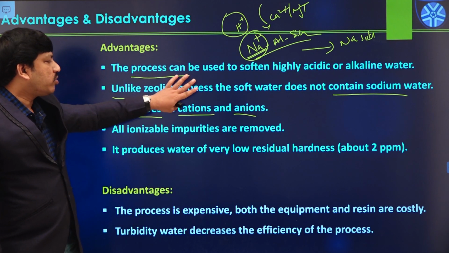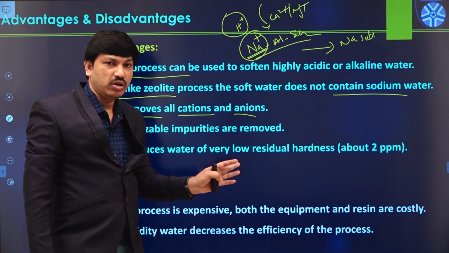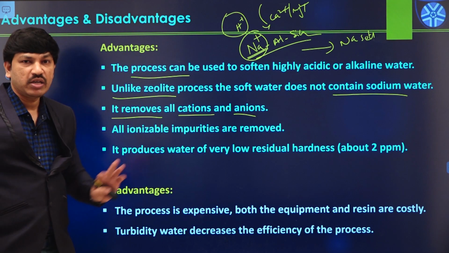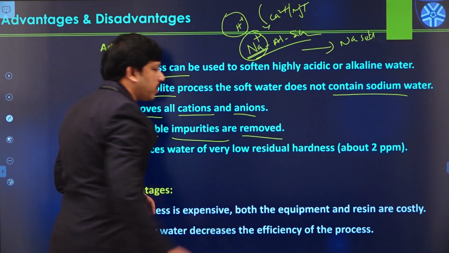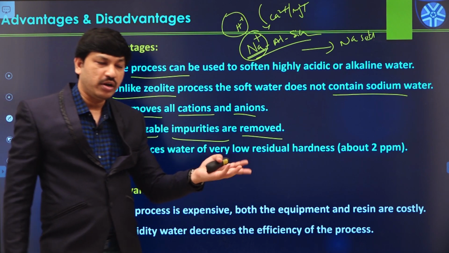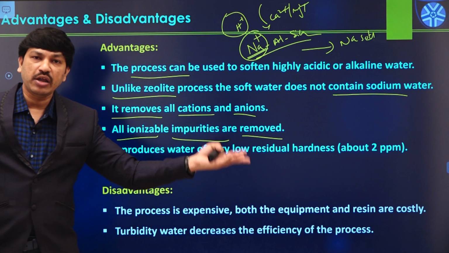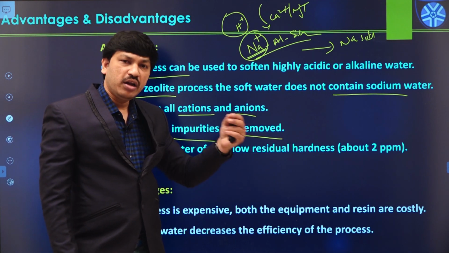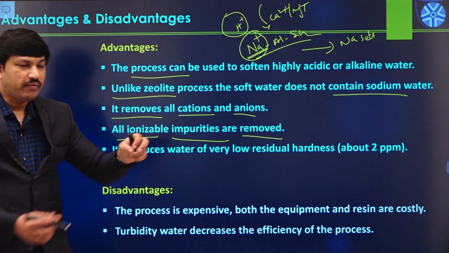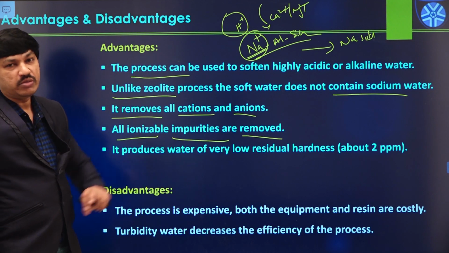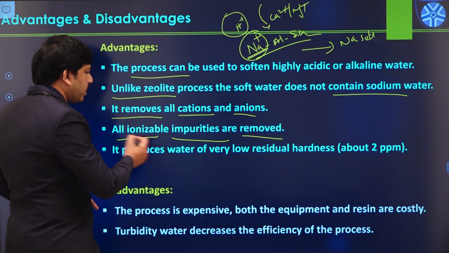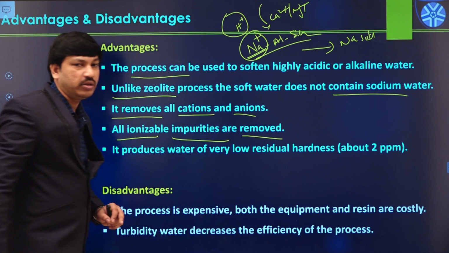Whereas in the Zeolite process we are able to remove only cations. We cannot remove anions. That is the disadvantage of the Zeolite process. All ionizable impurities can be removed. If you have any ionizable impurity, like even an organic compound, it is converted into cation and anion, or any other type of ionizable compounds that are available in the given water sample, we are able to remove all types of such materials by this method. So all ionizable impurities can be removed by this method.